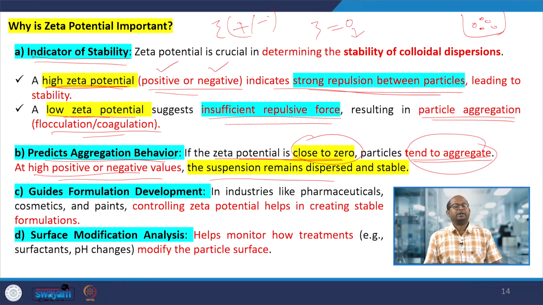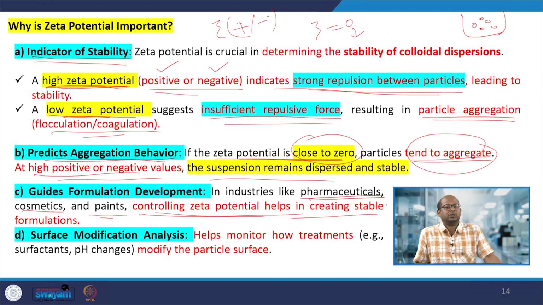It also guides us in formulations from an applications point of view. I said there are many industries, pharmaceuticals, cosmetics, paint, that prepare highly viscous solvents. Once we measure the zeta potential of that particular paint or cosmetic, it helps us see whether the material we have prepared is stable, with the different components added to prepare that paint or cosmetic. That gives a stable liquid, whatever we want to prepare.